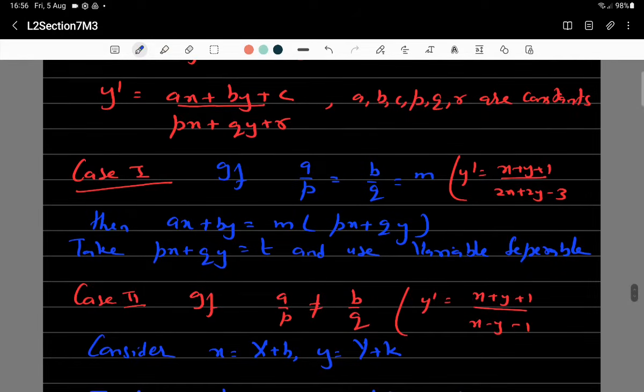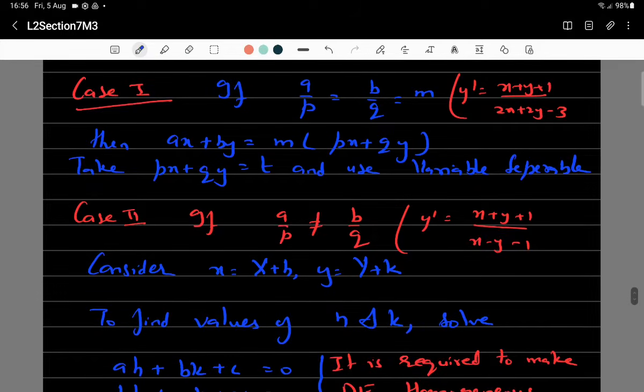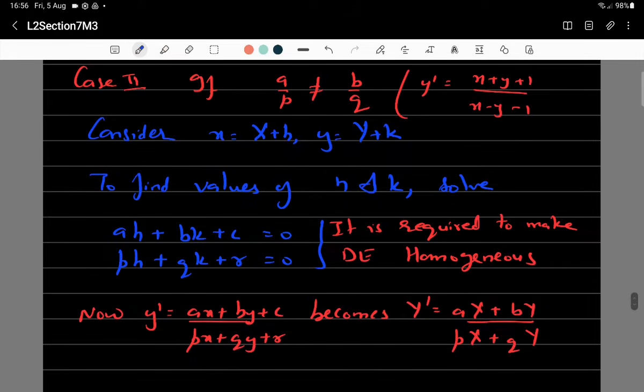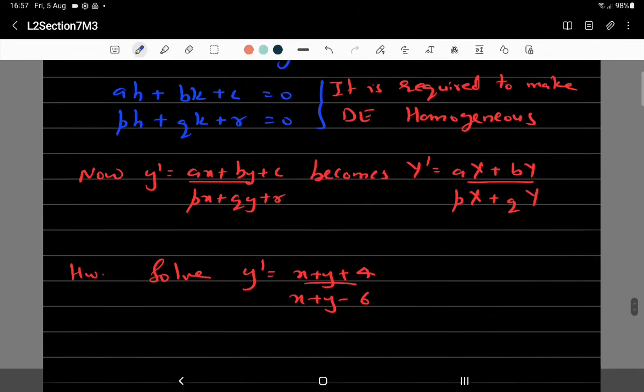But the next case is when a by p is not equal to b by q, which is (x plus y plus 1) divided by (x minus y minus 1). In that case, you need to substitute small x is equal to capital X plus h, small y is equal to capital Y plus k, and then you have to assume ah plus bk plus c is equal to 0, ph plus qk plus r is equal to 0, as we did in the previous question, to reduce the given equation into homogeneous differential equation and to find the value of h and k. That reduces the equation to homogeneous differential equation, which can be solved easily.